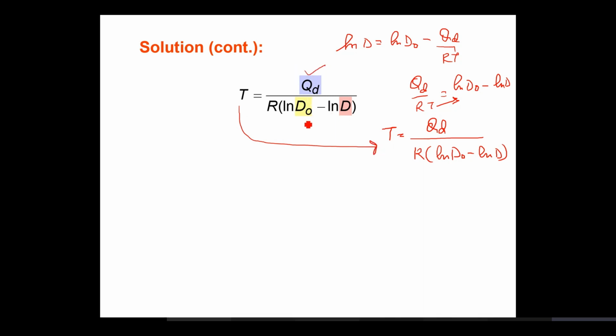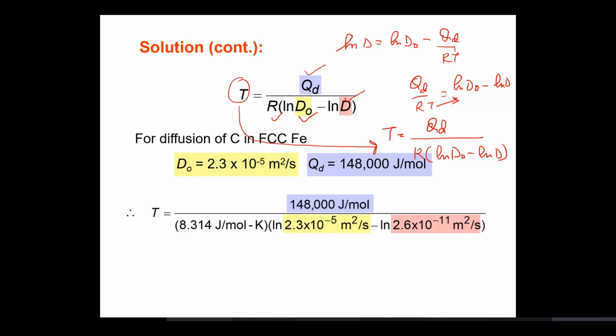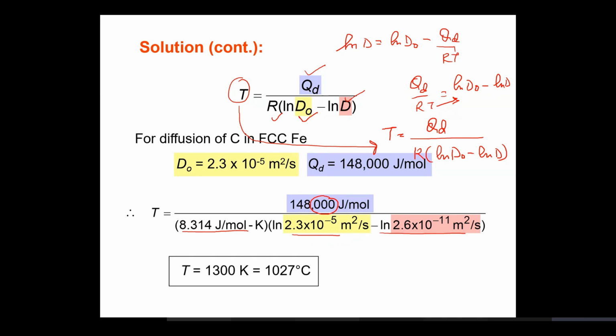QD is given to you. D naught you have found out from the table. R is 8.314. D you have already calculated. This would give you the temperature. Just plugging in the values. Again, remember, QD value was given in kilojoules, so you have to multiply it by 1000 so that units are consistent. These values were given to you, and this gives you the temperature, which is 1300 Kelvin or 1027 degrees centigrade. Clear enough?